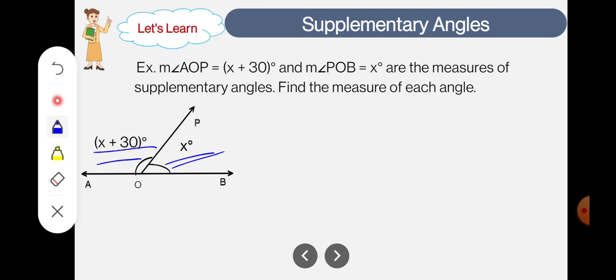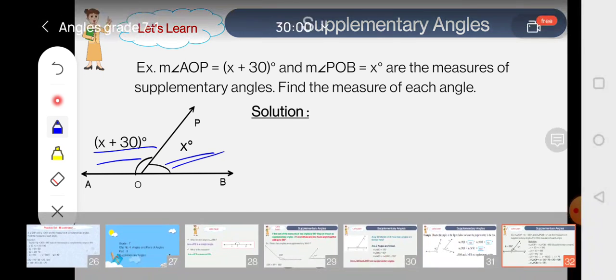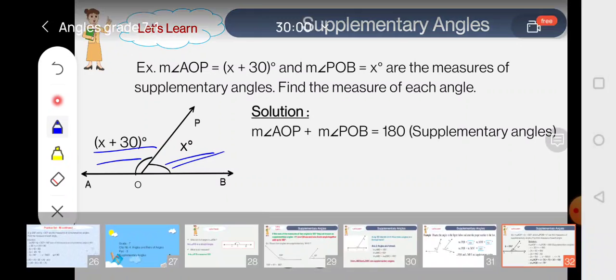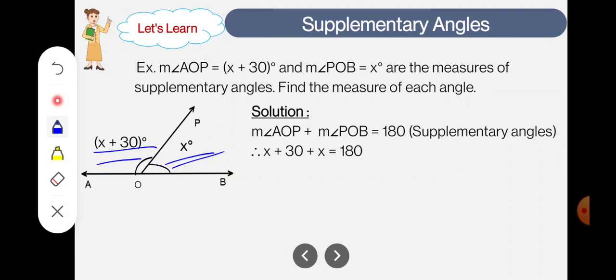So can I write x plus 30 plus x is equal to 180 degree because they are supplementary angles? Yes, definitely I can write it. So my first step will be like this. First I will write my angle and then I will substitute my values over here. x plus 30 plus x is equal to 180 degree.